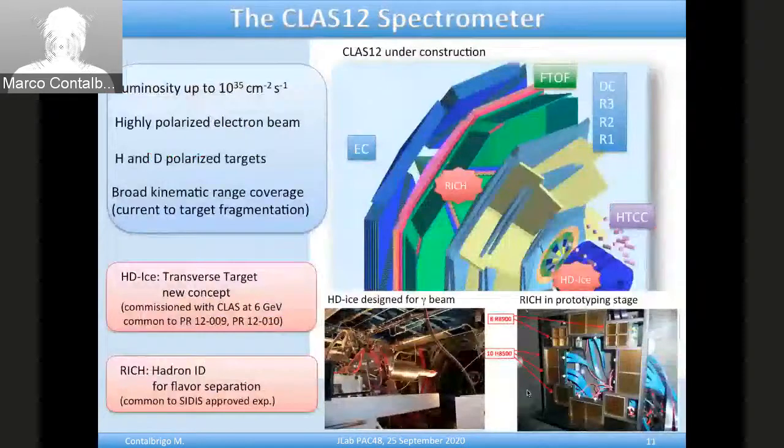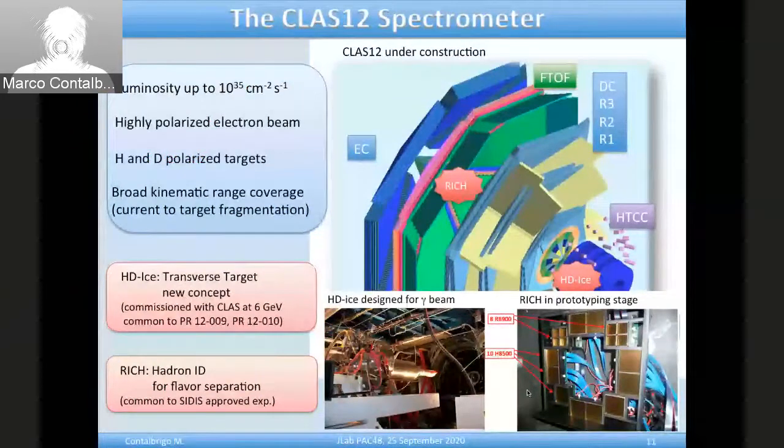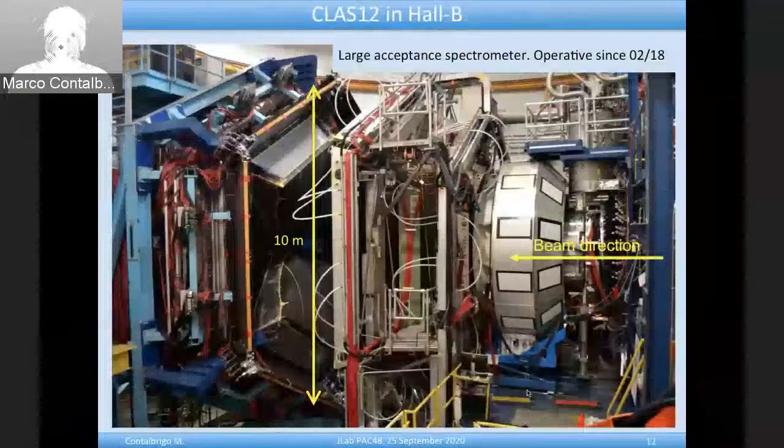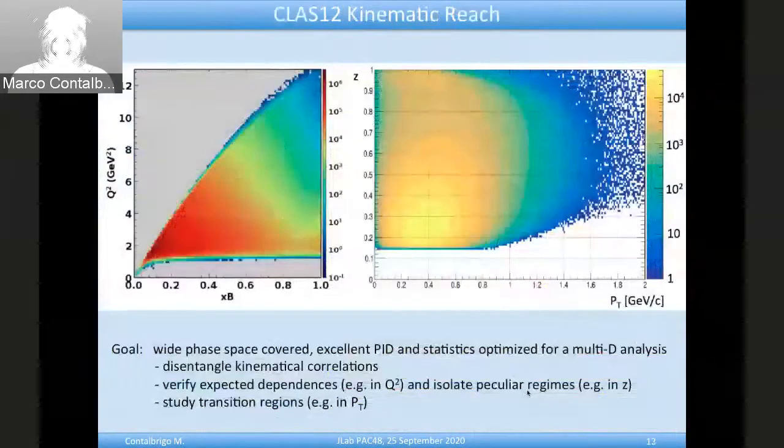So this is a slide that I presented in 2012 to the PAC at the time of approval, just to show the status at that time. So CLAS12 was under construction. HTCC's target, that is the one we propose, was designed and used for photon beams, and the RICH was in prototyping stage only. Now CLAS12 is running experiments since a couple of years. It's proven to be able to work inside the DIS regime with an extended Q-square range and an extended reach in z and PT, that are the hadronic variables.